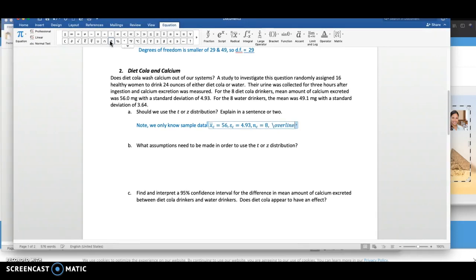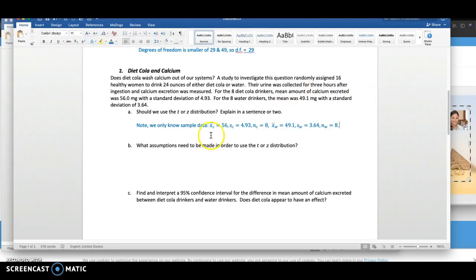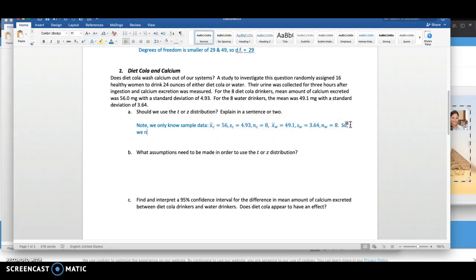And then we have x bar here for the water drinkers, which was 49.1. And here the sample standard deviation for the water drinkers, S, is equal to 3.64, and the sample size, n sub W, is also 8. All right, so we only know sample data, sample mean, sample standard deviation, so we need to use the T distribution.